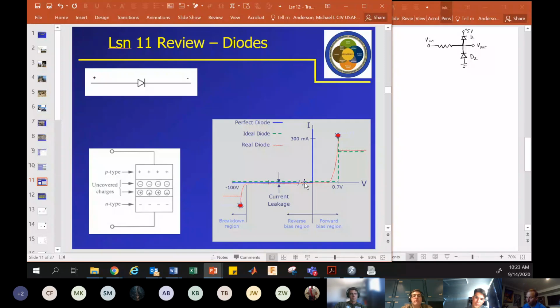If we reverse bias the diode, nothing happens, no current flows. Although in reality, diodes have a breakdown. And if we put too much voltage in the wrong direction, they will break and current will flow.